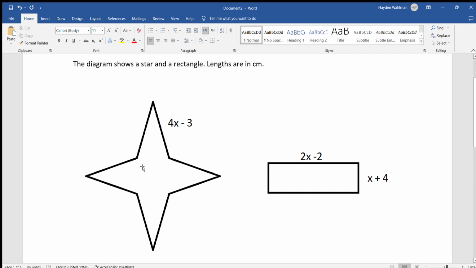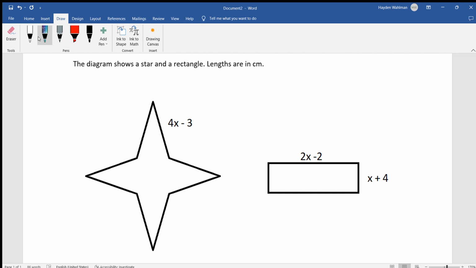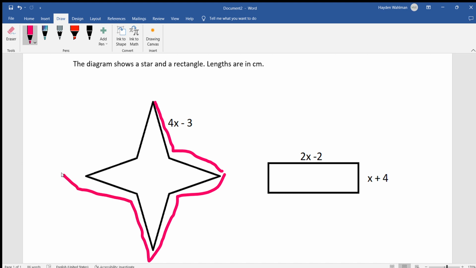So the perimeter of the star would be this side plus this side plus this side plus this side plus this side plus this side plus this side plus this side, okay? And all of them are 4x minus 3. That's how long they are. And then once we plug in an x, we'll know the actual centimeters.